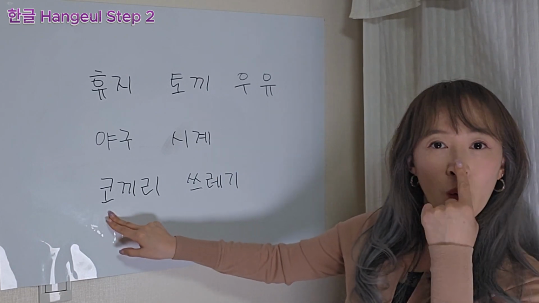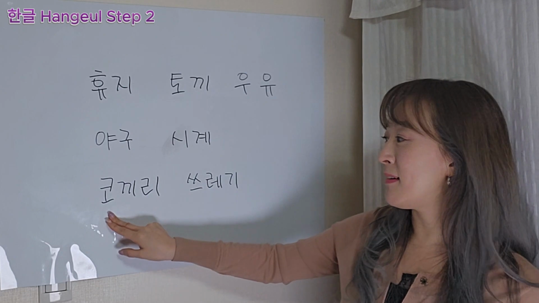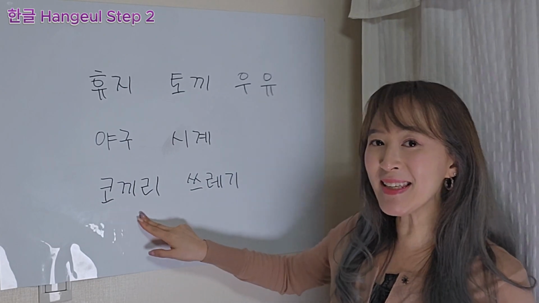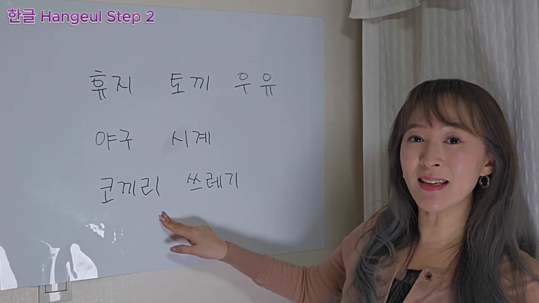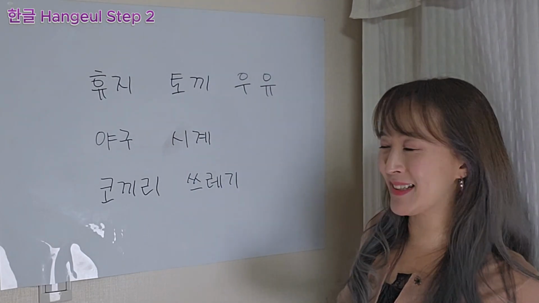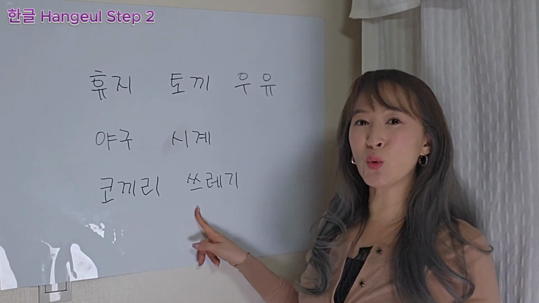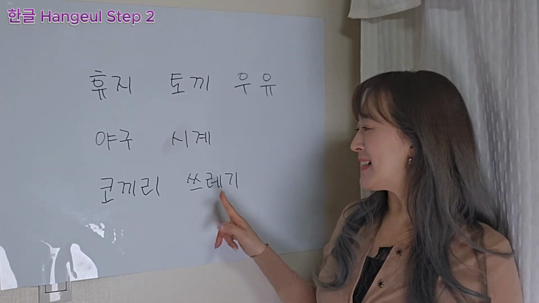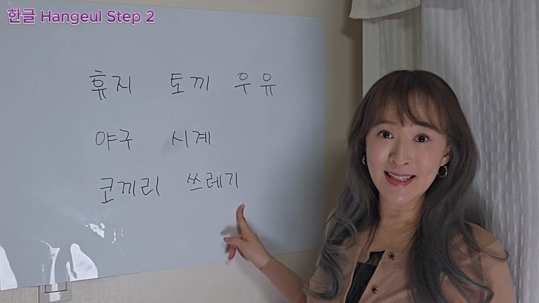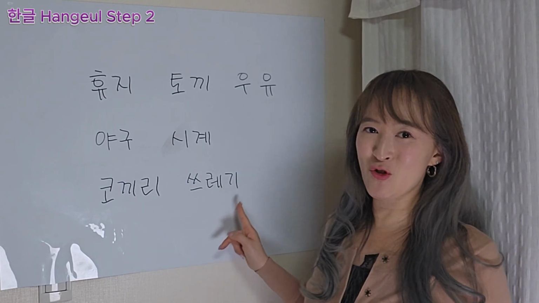코 means nose, but 코끼리 means an animal with a long nose. Yeah, elephant. 코끼리 is elephant. And the last one, 쓰레기. 쓰레기 means trash.